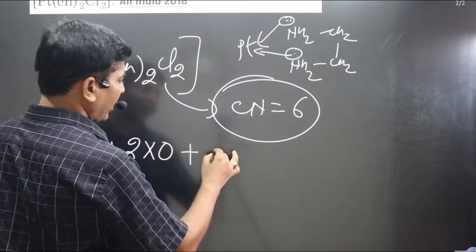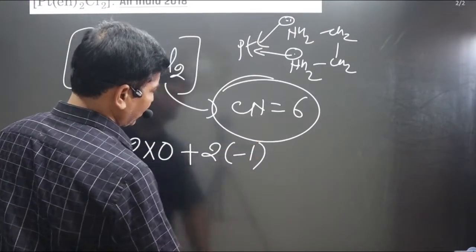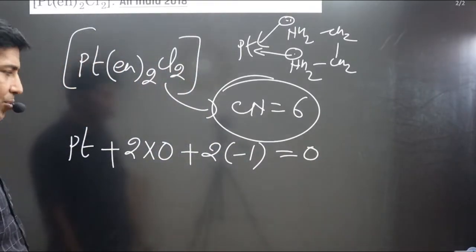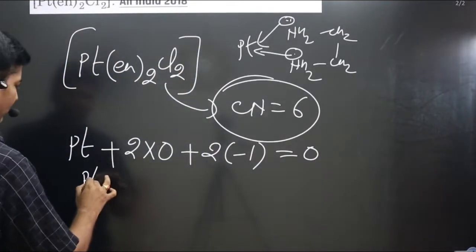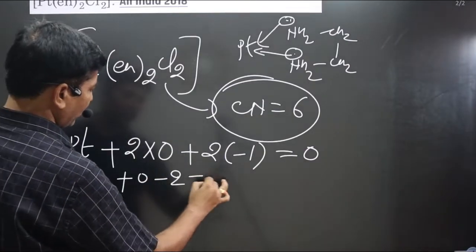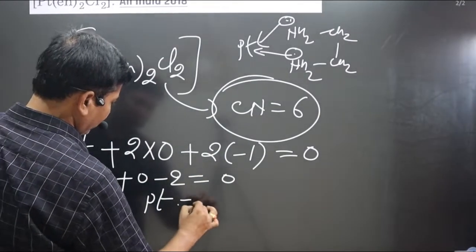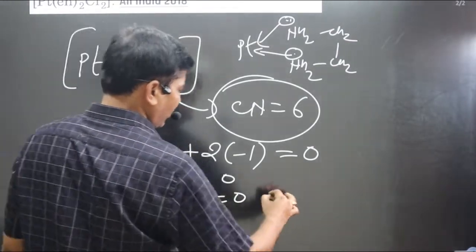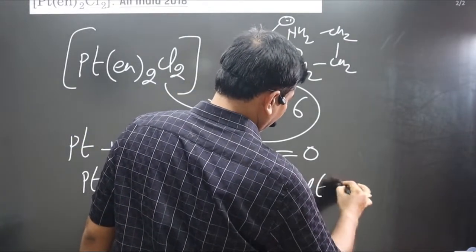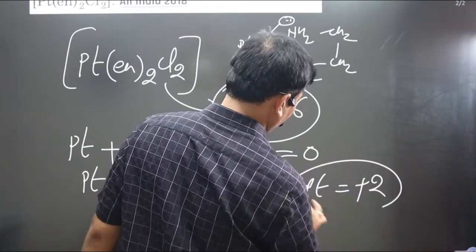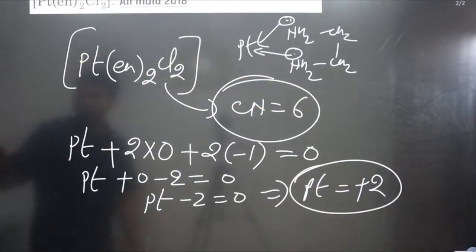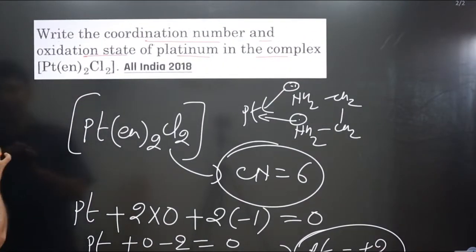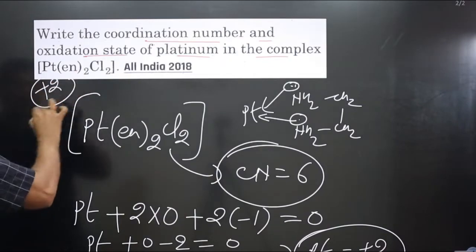And then we have chloride ion. Each chloride ion has a -1 charge. This is a neutral complex, so it is equal to 0. The total charge should be 0. So we have platinum, plus 0, plus -2, is equal to 0. Platinum minus 2 is equal to 0. From here we get platinum is equal to +2. Platinum is present in +2 oxidation state in the given complex.